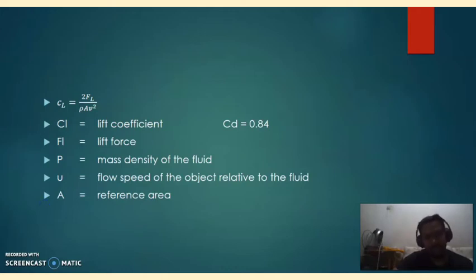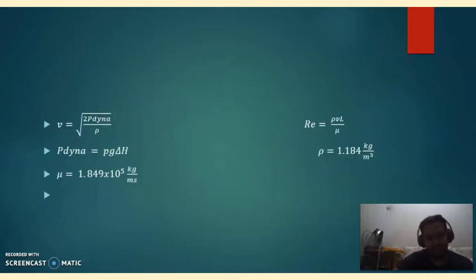This is for the lift coefficient, and this is how to get the velocity, the pressure, the Reynolds number, and the velocity, the density of the fluid.